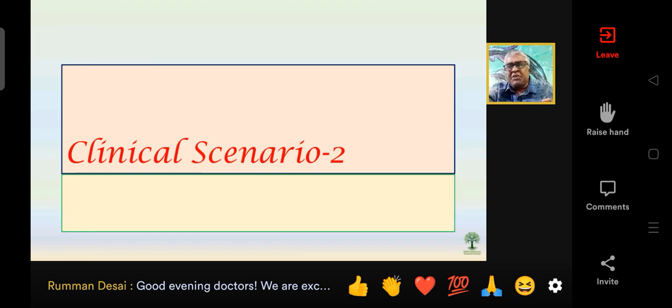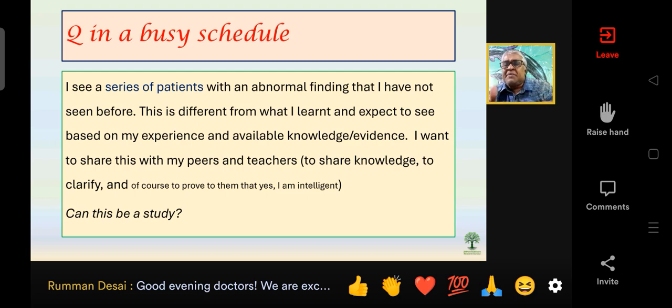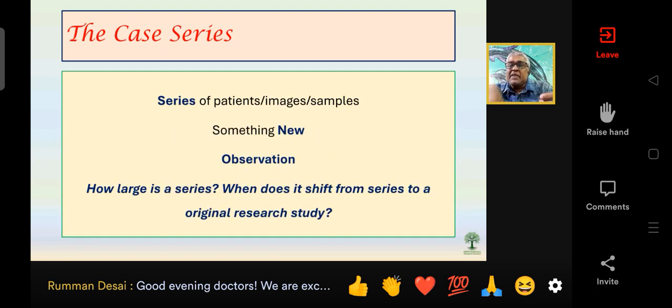The clinical scenario 2 is the same scenario where you're finding something abnormal, but it's in a series of patients. Different from what you learn, different from what you expect to see, different from what is reported in the literature, which naturally assumes that you are keeping track of the literature and reviewing it. You want to share this. Now, this becomes part of a case series. So it's a report on a single patient, or a series of patients, a case series. Again, something new, it's an observation.